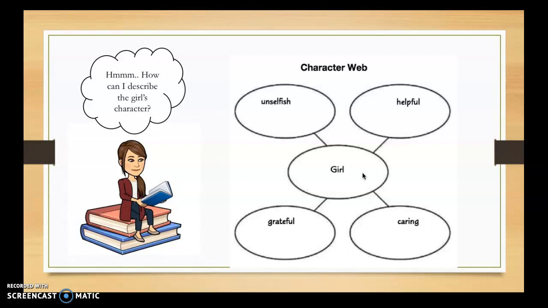When you describe a character, think about not only how they look on the outside, but things that they do in the story to describe their inside characters, like I did with the girl. She's unselfish, she's helpful, grateful, and caring. I learned all of that from my story.